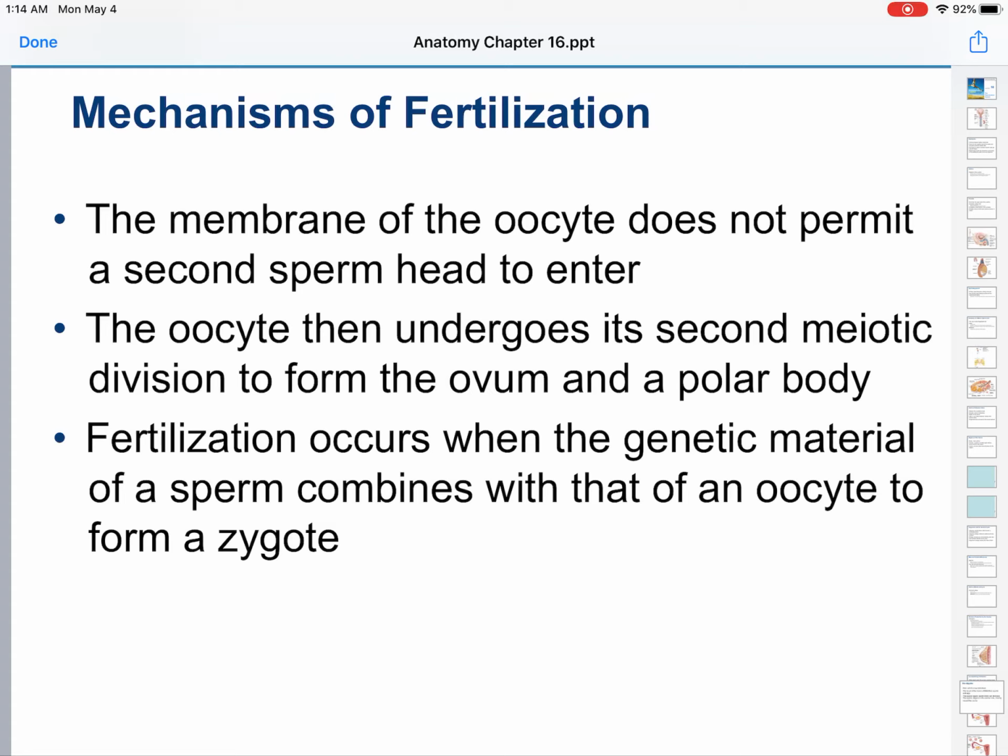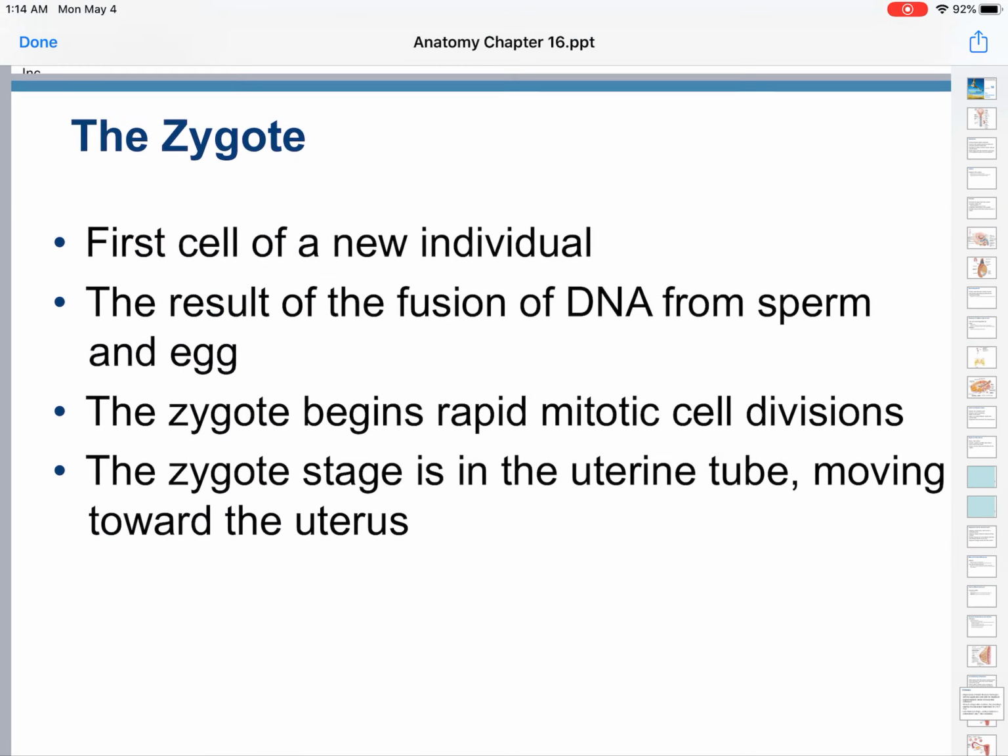It is a very uneven division of cytoplasm when you are making a human egg cell, which is also one reason why the human egg cell is so large. It contains almost the cytoplasm of almost 4 entire cells. It is large. Fertilization occurs when the genetic material of the sperm combines with that of the oocyte to form a zygote. So once the genetic material from the 2 haploid cells have joined, from that point on, it is referred to as a zygote or an embryo.